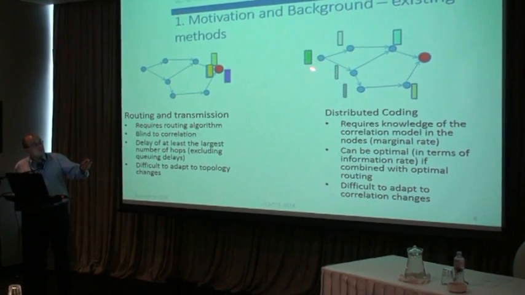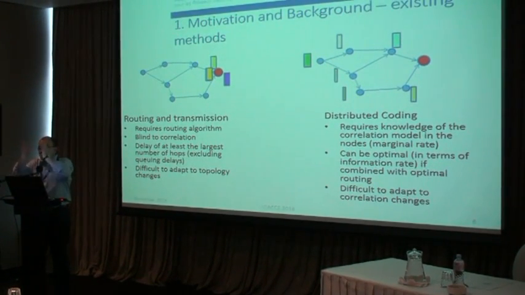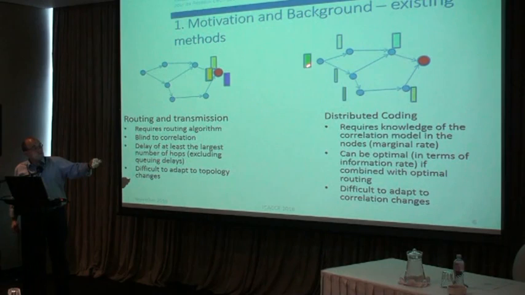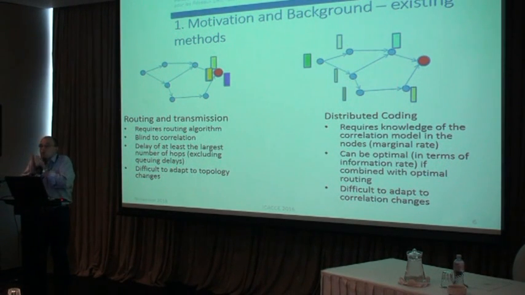This is what I'm showing graphically here by the size of my packets. There is a lot of information in this one. You have to send the whole data, but once you know this data here, this node here needs to transmit a lot less information, because a lot of the information it would transmit is already contained in another packet. The difficulty with this is that you need to know exactly the correlation.